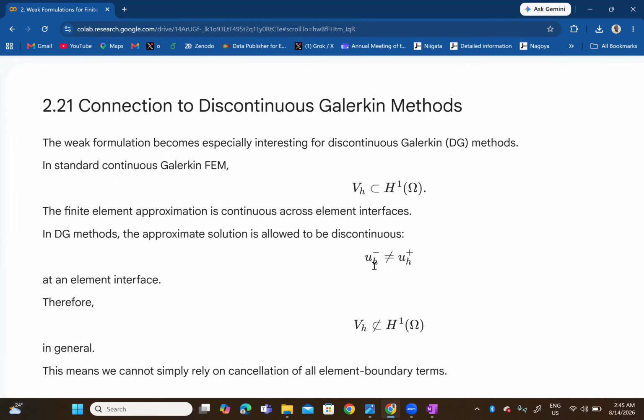We saw that in the first video actually. So U sub h minus is not equal to U sub h plus, which is required in the continuous situation. So at the element interface, this can hold. Therefore, V sub h is not necessarily a subset of the Sobolev space on the domain omega in general. So this means we cannot simply rely on cancellation of all element boundary terms.